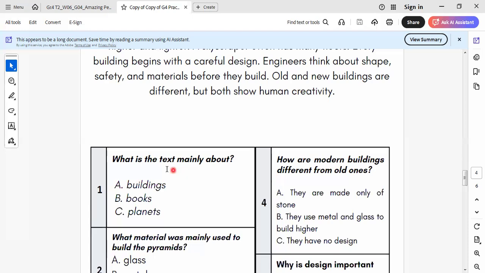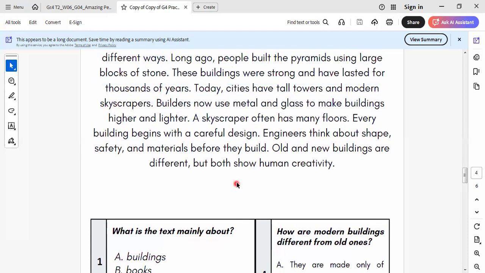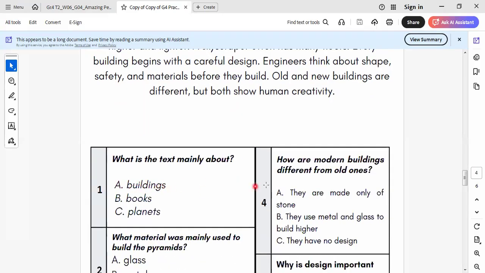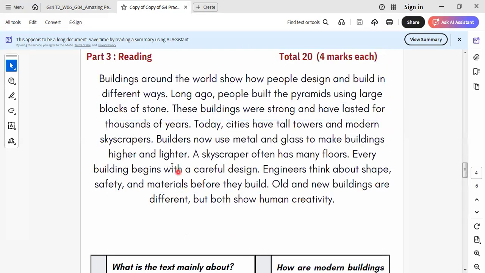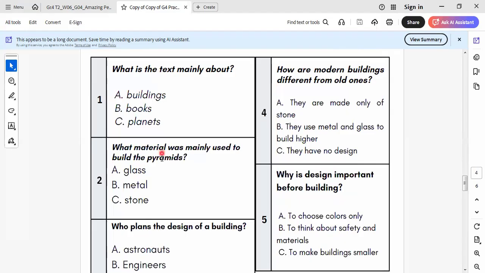What is the text mainly about? Mainly about buildings. So here I talk about buildings. Let's go to the next one. What material is mainly used to build pyramids? As we know, stones. So we use stone.